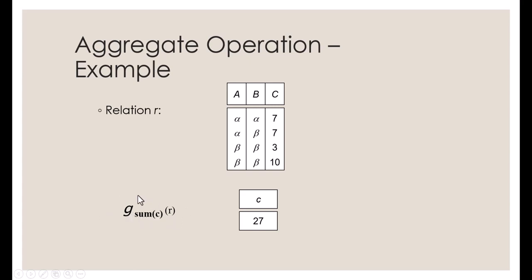Then we have this aggregate function symbol followed by the name of the actual function. We're using sum, and in parentheses, we're going to pick a column or attribute name. In this case, we're picking C. So we're taking a sum of all of the values from the C column. That will be 7 plus 7, which gives you 14. 14 plus 3 gives you 17. 17 plus 10 is 27. So it will return a single value, 27.